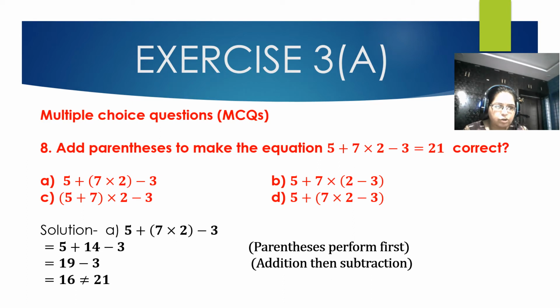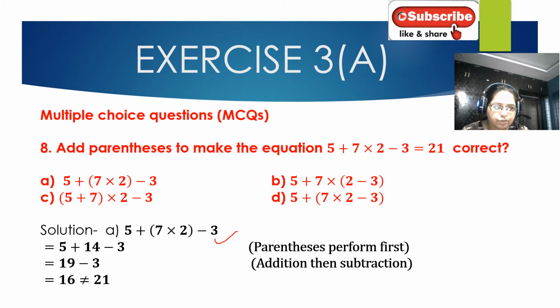We will first solve the first option, that is 5 plus (7 multiplied by 2) minus 3, where 7 multiplied by 2 is inside the parenthesis. We have to find out whether the value of this expression is 21 or not. If it is 21, then that is the correct option, and if it is not 21, then that is the incorrect option. So first, 5 plus 7 multiplied by 2 minus 3. This is the expression and we have to solve it.